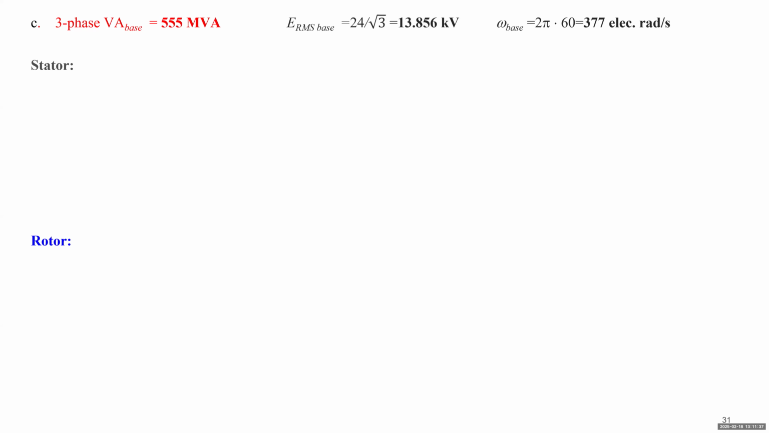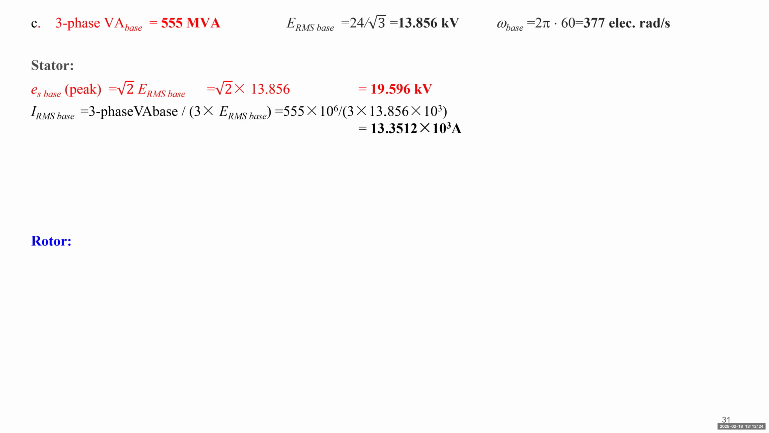24 kV is actually the line-to-line voltage in the RMS value. So we divide 24 by root of 3. This will give you the voltage of each phase. And we also know the electric speed base will be 377 radians per second for a 60 Hertz system. Next we can calculate the voltage base, which is for the peak value of instantaneous voltage, which is just the RMS value multiplied by root of 2. So this will be the voltage base for each phase.